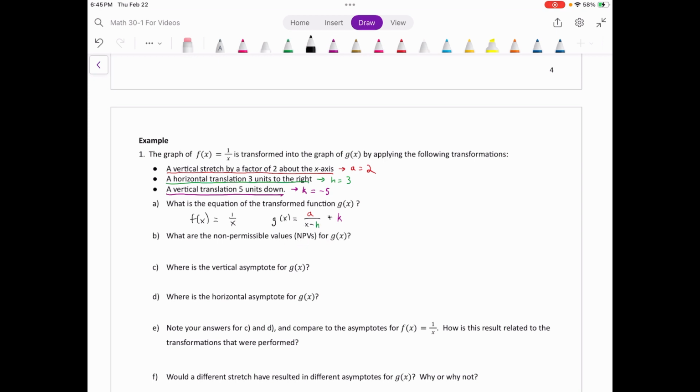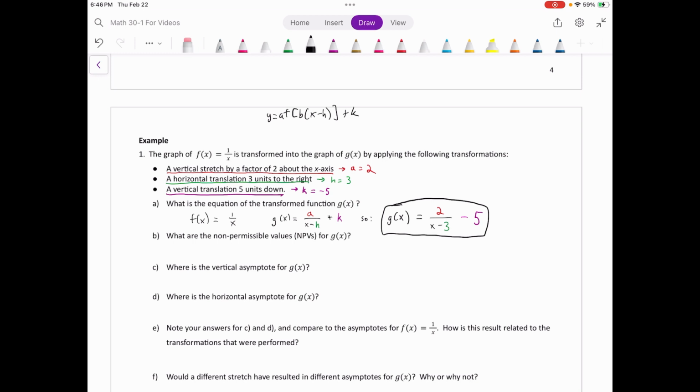Again, it just comes from taking our good old y equals a f of b(x minus h) plus k, and applying that when f of x is specifically 1 over x. This is what we get. So we really do now just need to plug in our a, h, and k. So the equation for g of x is just going to be, well, a is 2, over x minus h, but h is 3, plus k, but k is negative 5, so minus 5. And there we go. There's the equation for g of x.